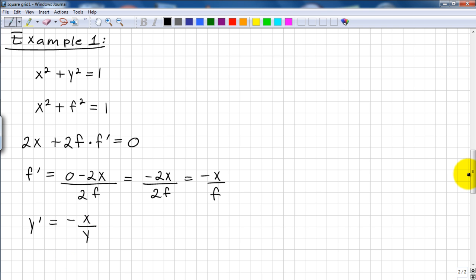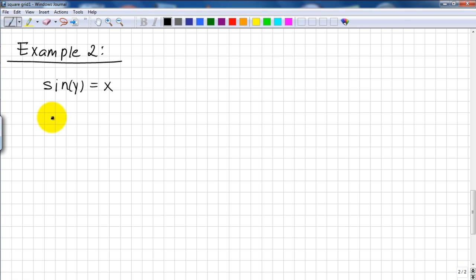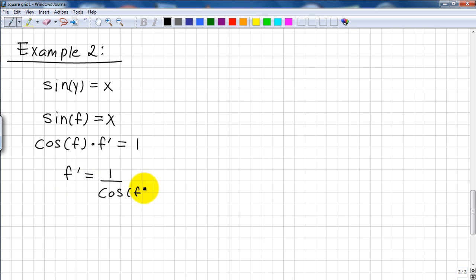Let's go ahead and do a second example. So the first thing you do is replace y with f. Take the derivative. So the derivative of sine of a function is cosine of the function times the derivative of the function, and the derivative of x is 1. So on the left hand side we use the chain rule. So now solve for f prime. And do the replacement.